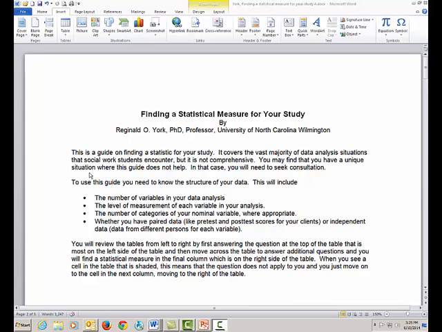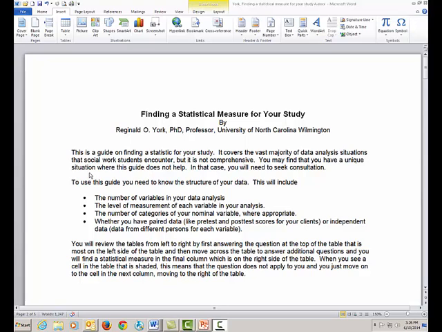But before you go to the next page, as I will go with you, you need to know the structure of your data before you can actually use that guide to find the particular statistic. This will include information on the number of variables in your data analysis, the level of measurement of each variable in your analysis, and the number of categories in your nominal variable where appropriate. That's only if you have a nominal variable. Also, whether you have paired data, like pre-test, post-test scores, or independent data, which would be data from different persons for each variable.